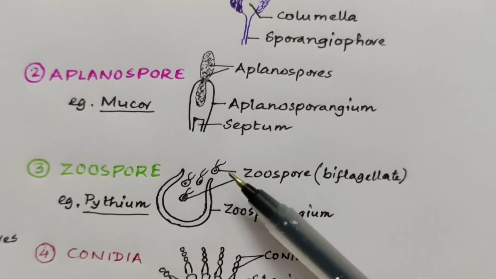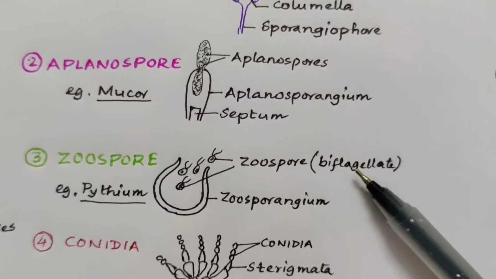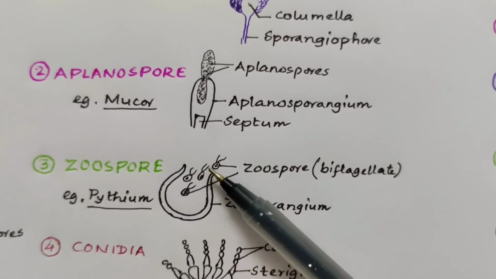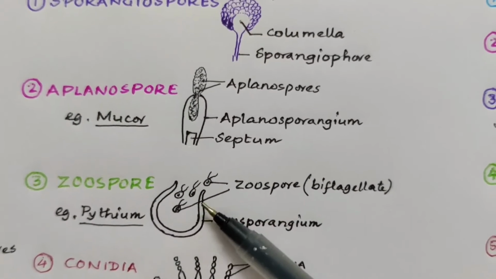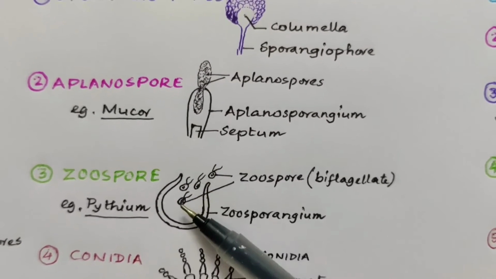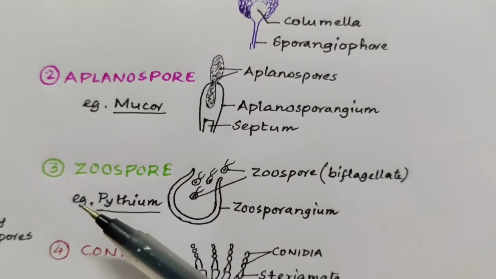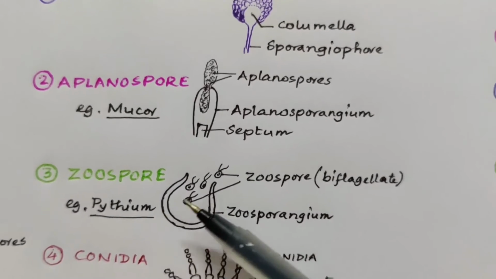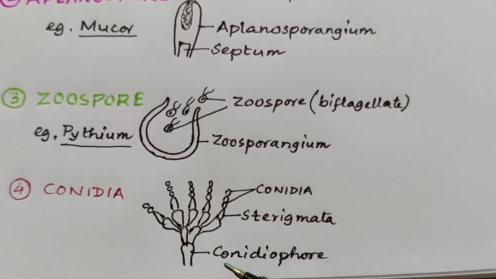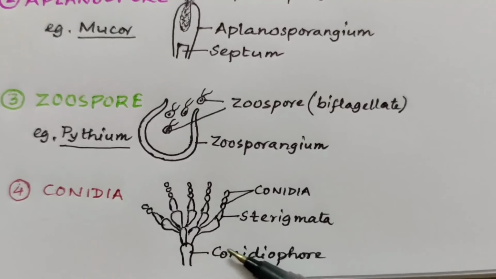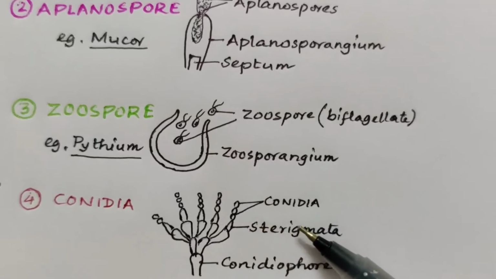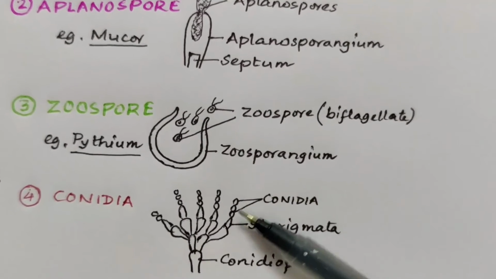Number 3 is zoospore. Zoospore means the spore having animal-like features. They can move. They are biflagellate structures. As you can see, these 2 flagella. This whole thing is known as zoosporangium. From here it bursts and here the zoospores are liberated outside. Example, Pythium. Number 4 is conidia. Conidia are cone-like spores. The spore-bearing structure is called conidiophore. The structure that holds the conidia is called sterigmata, and these are the spores called conidia.